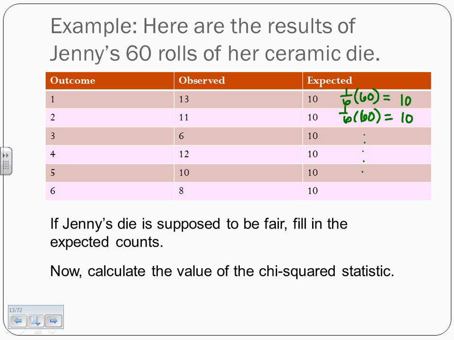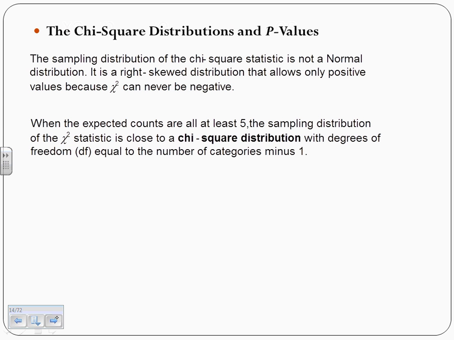All right, so now calculate the value of the chi-squared statistic. I don't care if you do this in your calculator or by hand. And I got it to be 3.4. All right, so now that we can do that, let's keep learning some more.